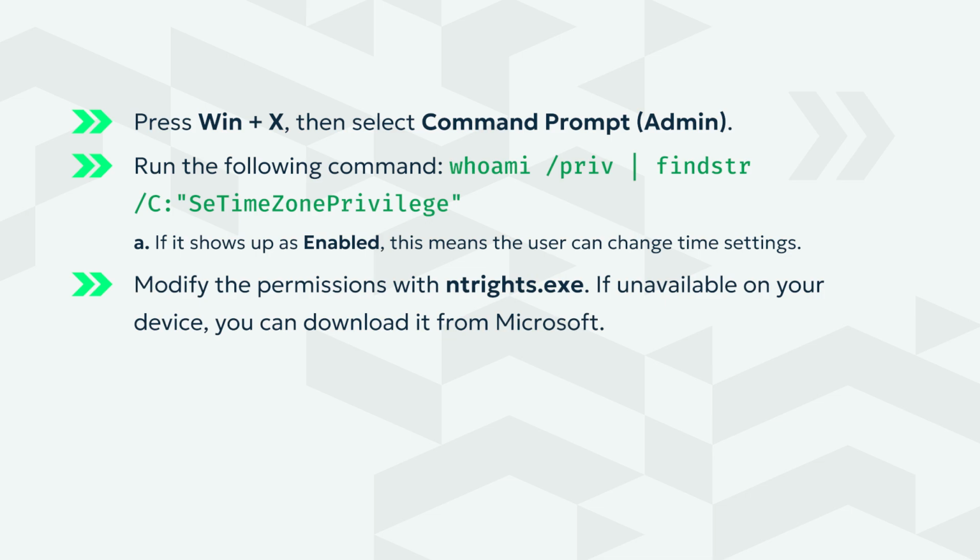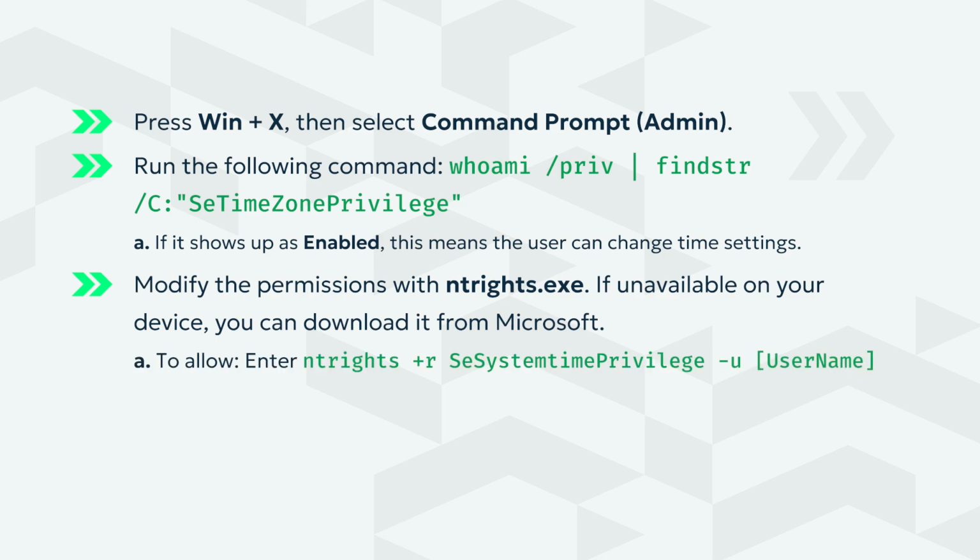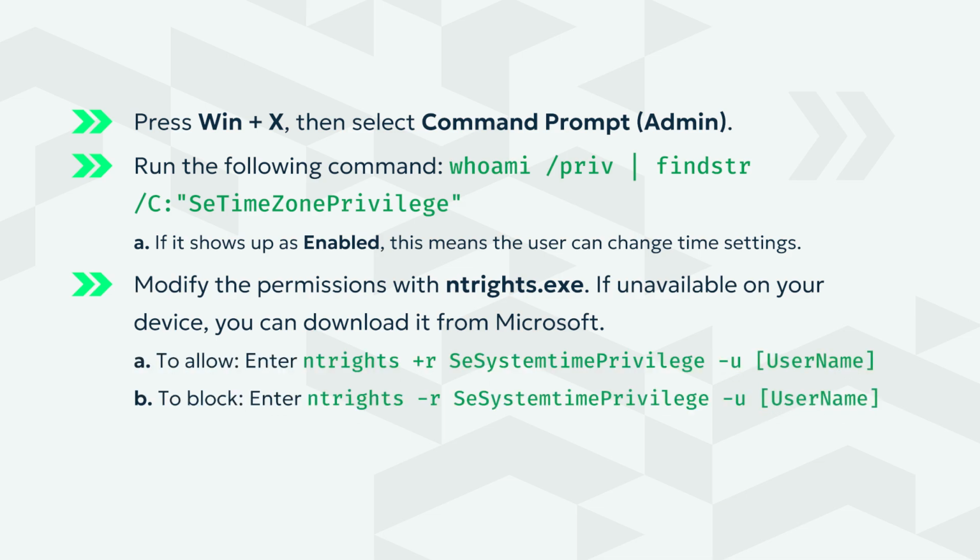If unavailable on your device, you can download it from Microsoft. To allow, enter the following. To block, enter the following. Restart your PC to apply the changes.